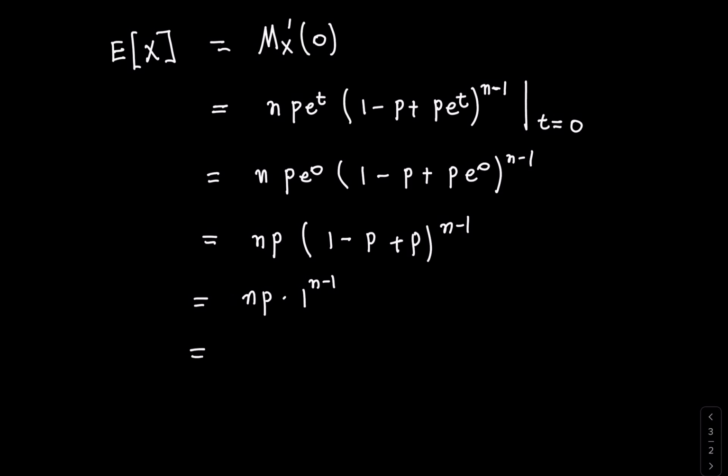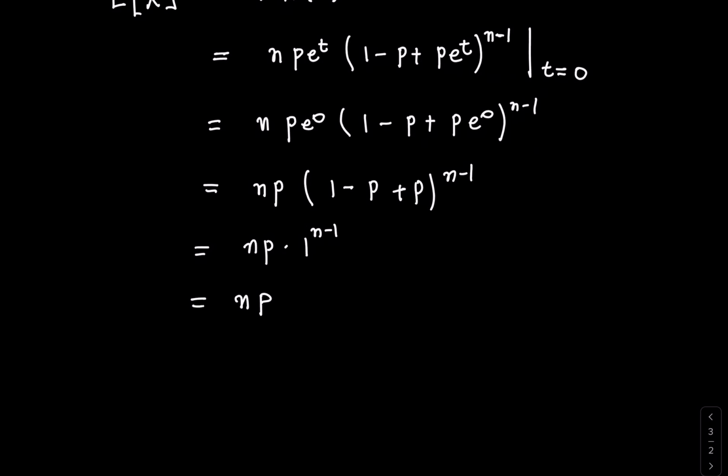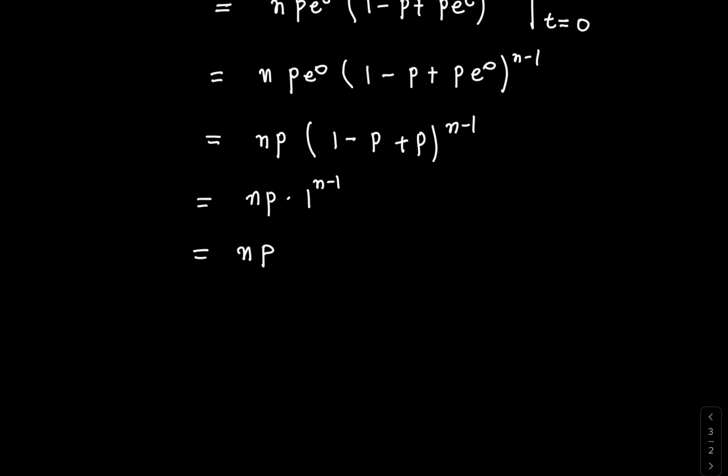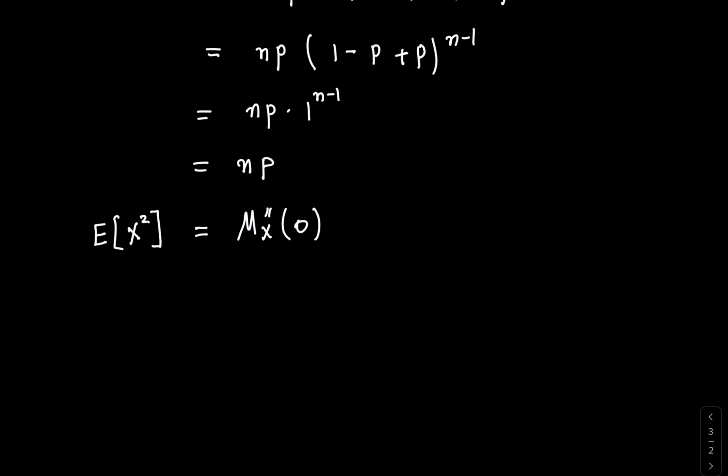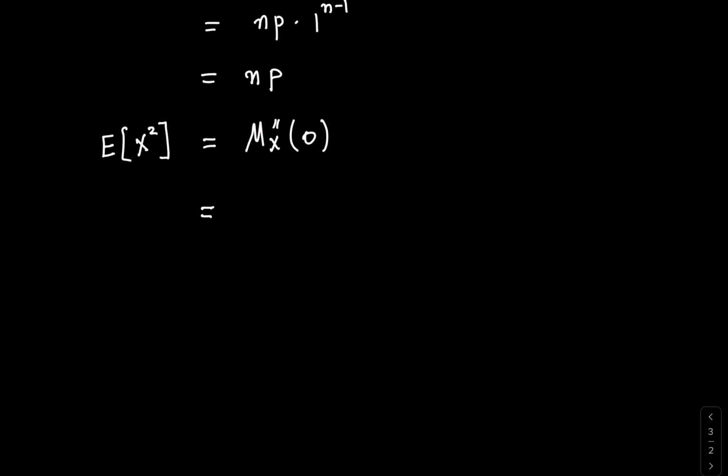And although that was a complicated expression, we have arrived at what we do know to be the first moment, the expected value of the binomial distribution, simply equal to the number of trials times the probability of success. So now let's have a look at the second moment of the binomial distribution. We can calculate that again as the second derivative evaluated at 0.